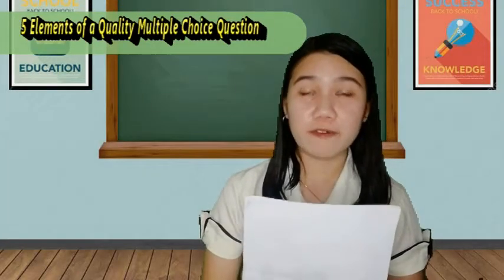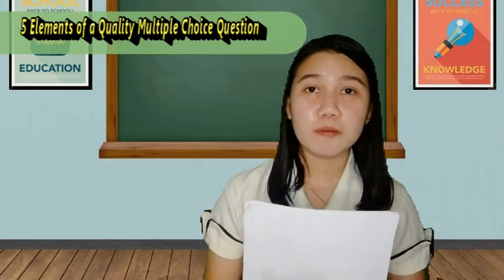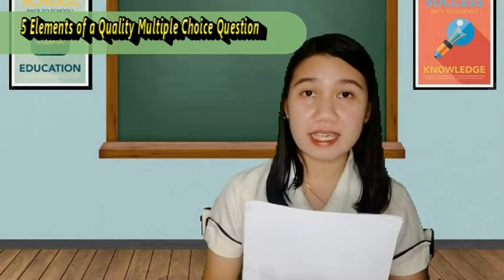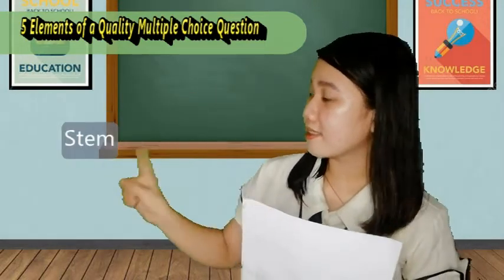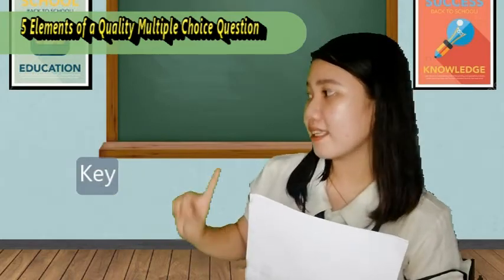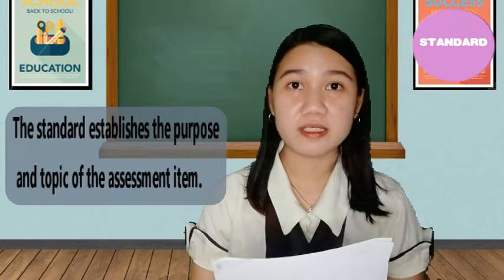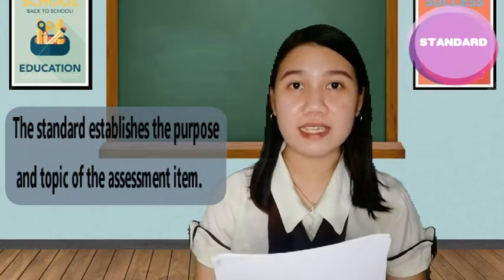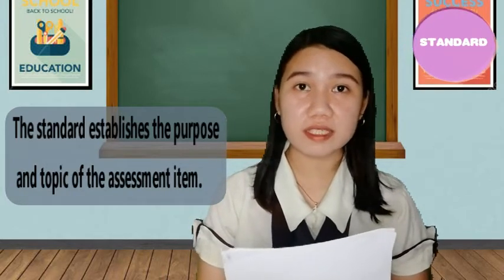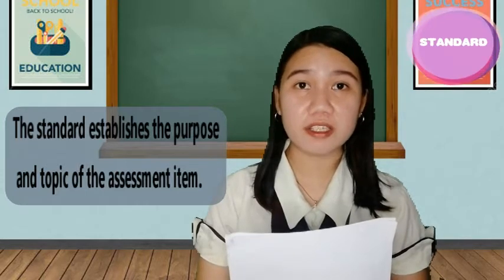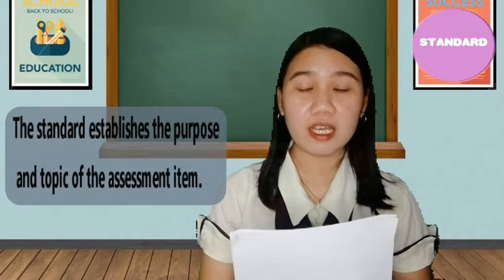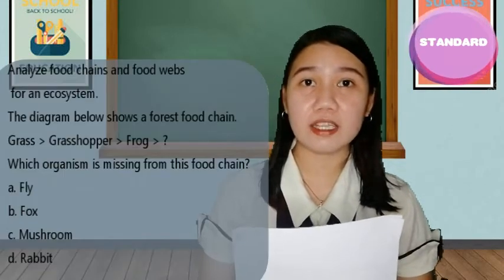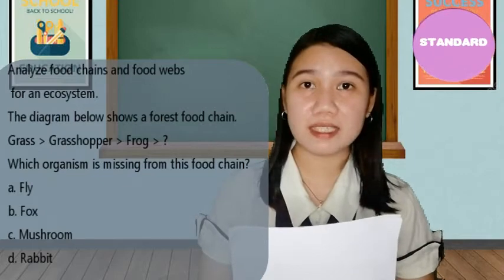So there are 5 elements of a quality multiple choice question, and these are standard, stimulus, stem, key, and distractor. The standard establishes the purpose and the topic of the assessment item. So the students should be able to read the standard and know what to expect in terms of the topic and the desired action. This is usually seen at the head of the section with the problem sets below it.